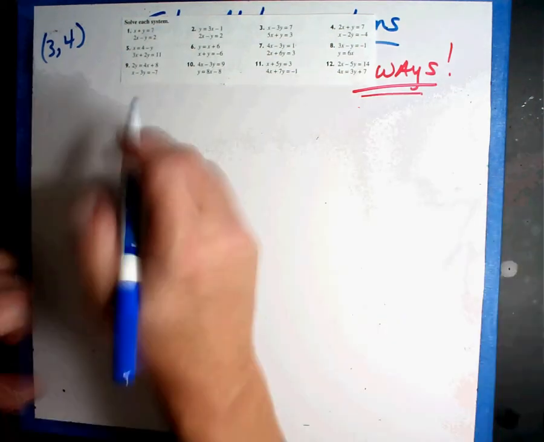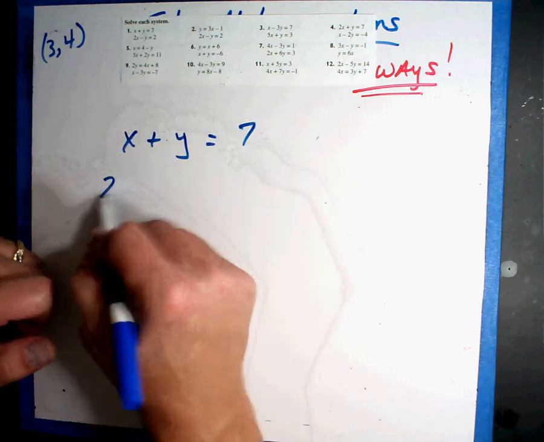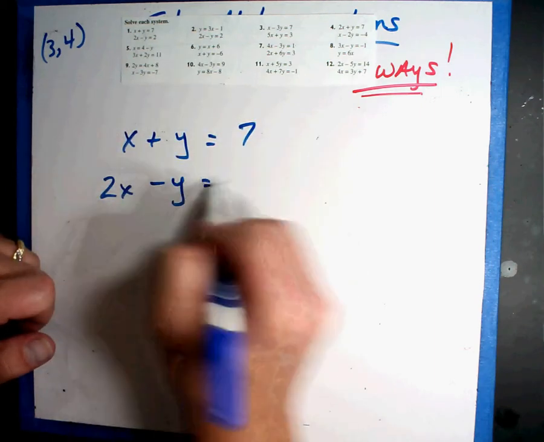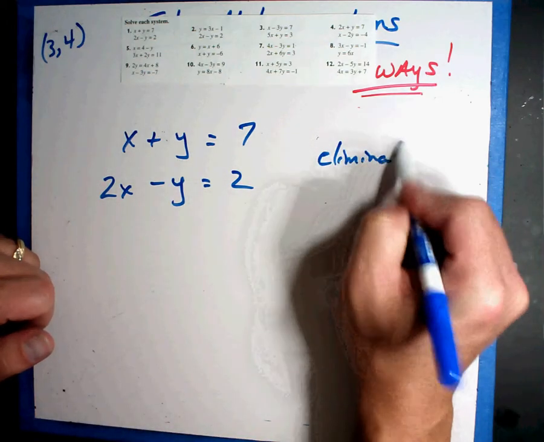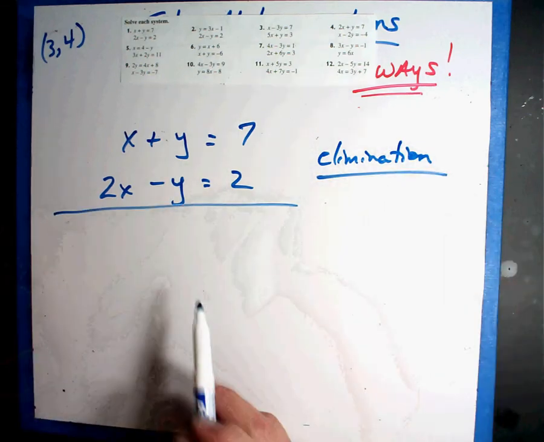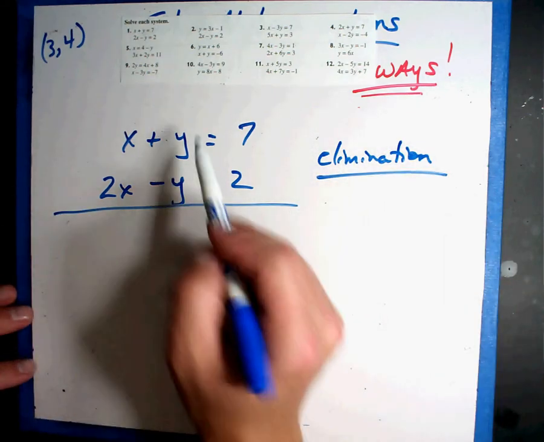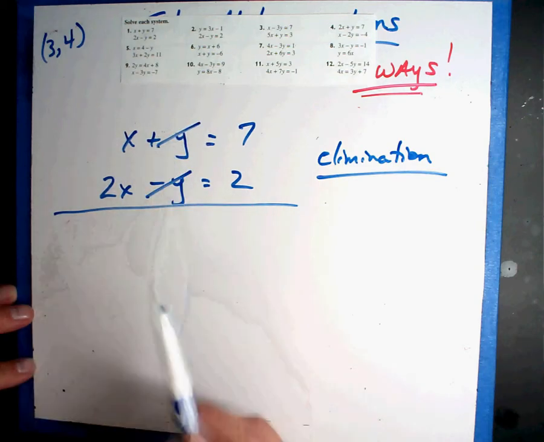So we'll start with the same things, except I'll just start with a clean slate. X plus y equals 7. 2x minus y equals 2. This time I'm going to do elimination. So I'm going to try to make something eliminate. How can I do that? Well, I already see that the y's are gone. One y minus another y, that's gone.